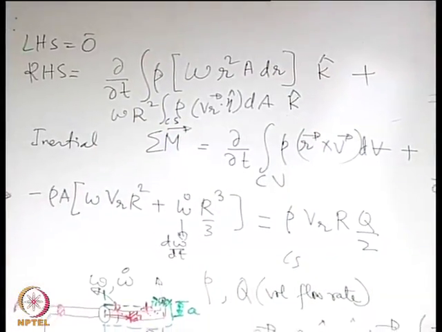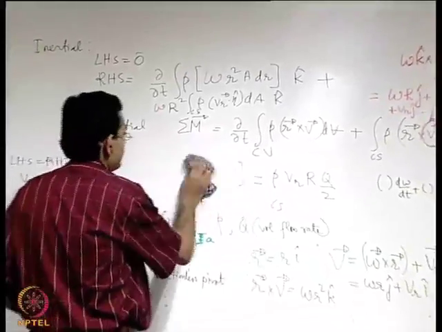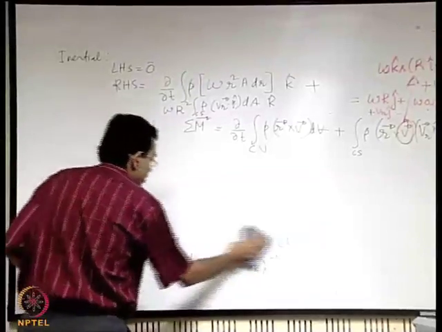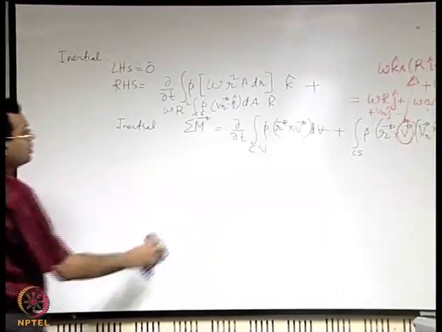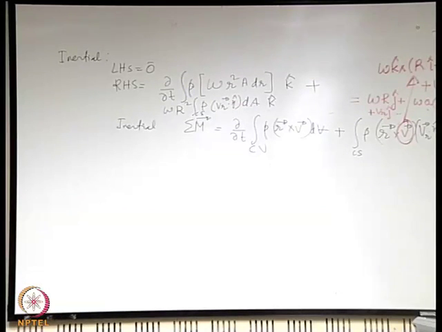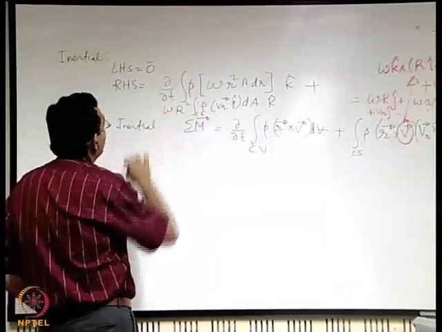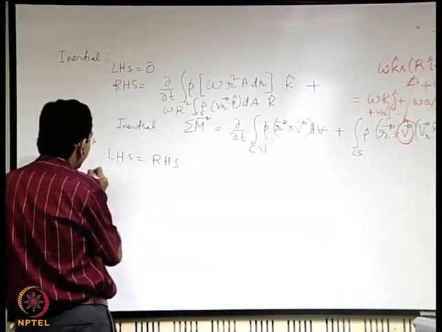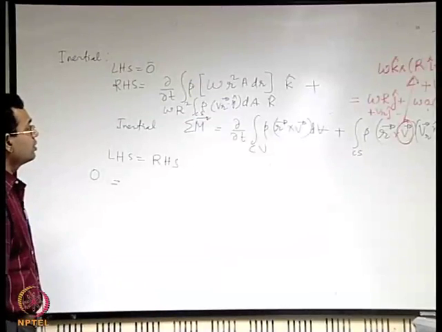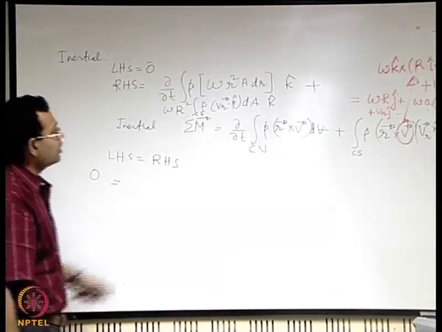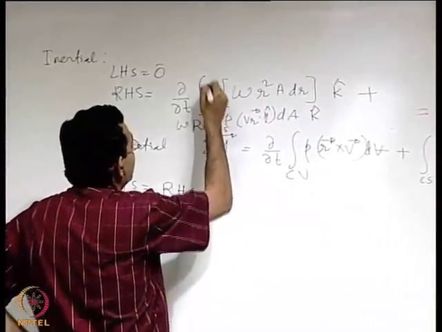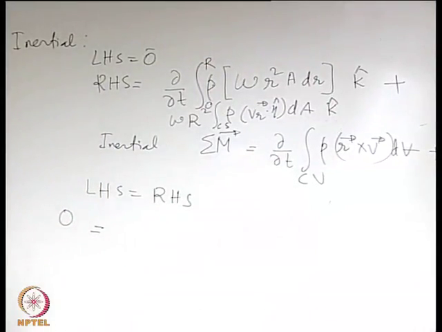So, now what we do, we simplify the different terms just like what we did in the previous method. Rho is a constant that we are considering for this problem. So, we are taking that rho out of the left hand side and right hand side. So, left hand side equal to right hand side, when we write, 0 equal to, now you see first of all we integrate with respect to position. So, when you integrate with respect to position, it is from 0 to capital R.